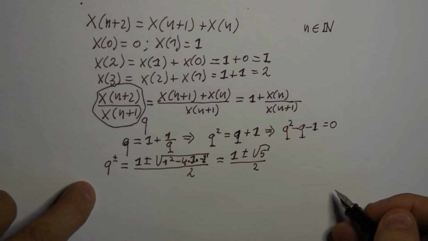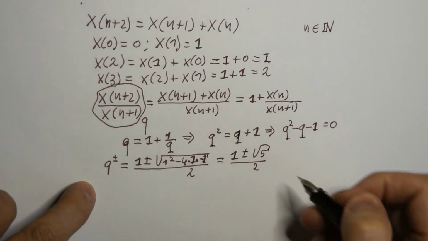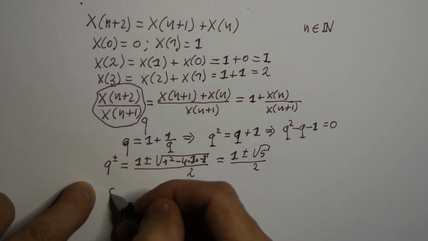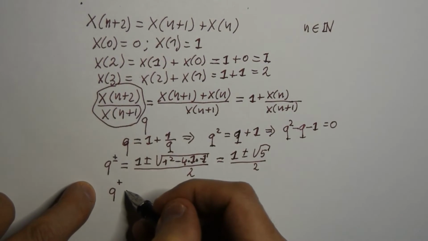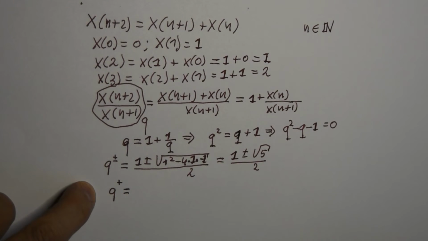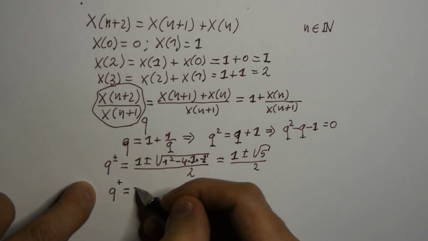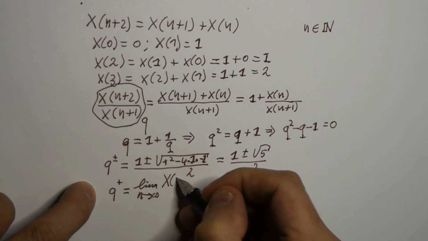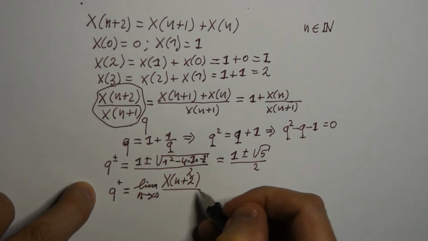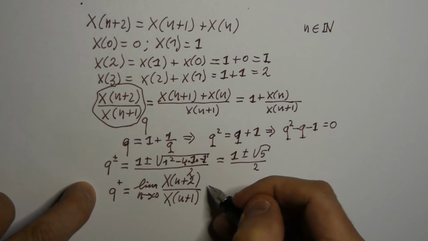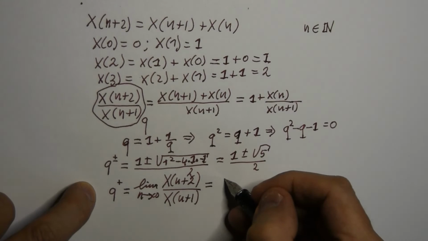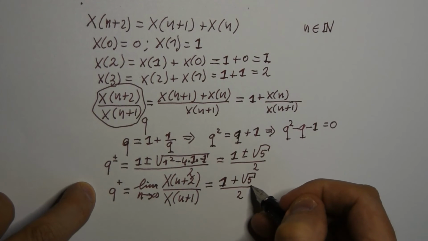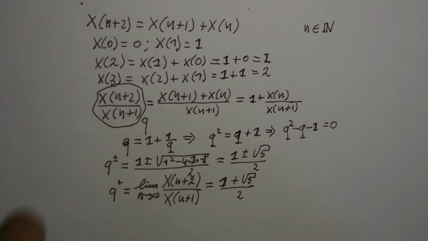Now we're only looking at positive numbers here, because all these numbers are positive, so we would expect that the ratio is also positive. So what we get is a q plus, which is this ratio, if n is really big. More mathematically we state this as the limit: the limit as n goes to infinity of x_{n+2} divided by x_{n+1} is 1 plus square root of 5 divided by 2. And this number is known as the golden ratio.